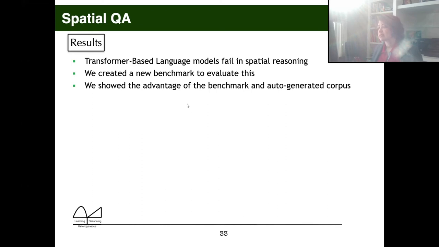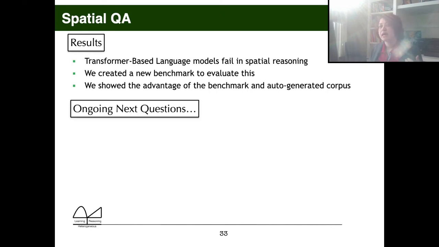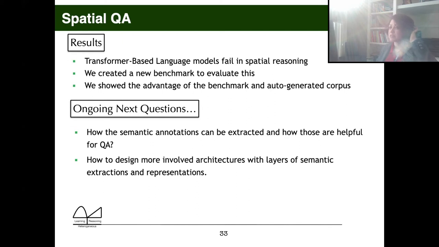And here this setting helps us to do that because we actually know what the trajectory is, what the landmark is, what the triplets are. So we have the visual information, it's all structured. We generate textual information, but behind that we have all the annotation, and that can be used later. This is an ongoing study now, where we exploit those annotations and see how we can have more involved architectures, going beyond just using language models, to enable the models to do spatial reasoning.